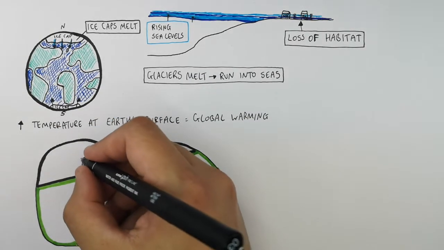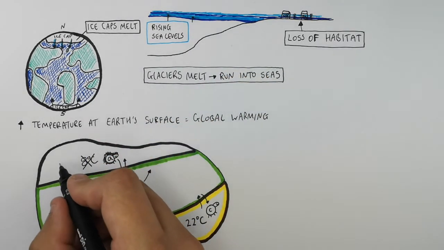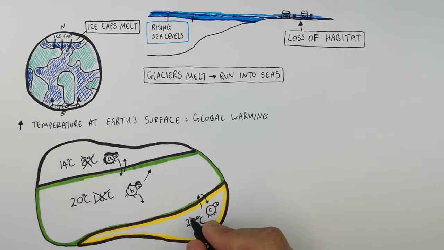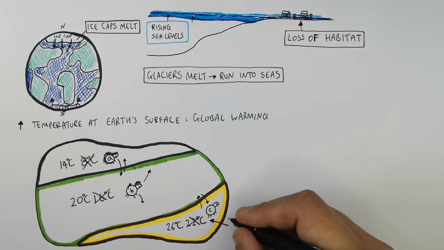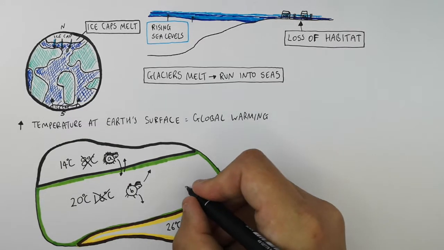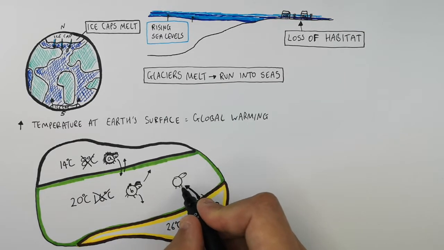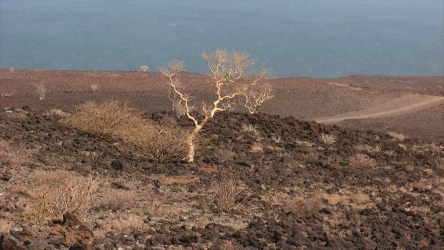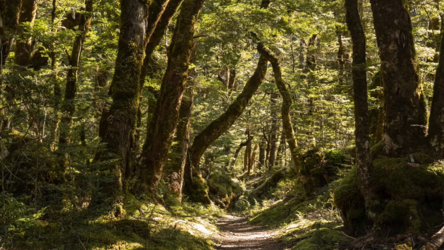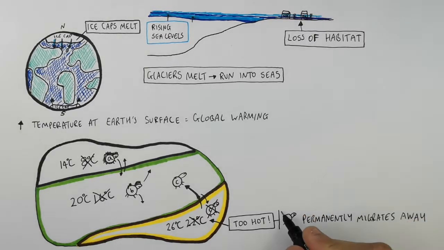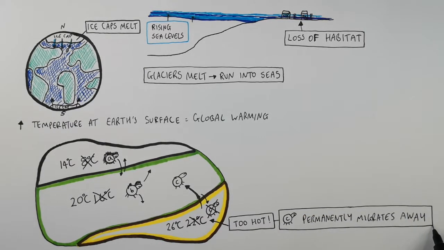So with global warming, let's say there is an average temperature increase from 8 degrees Celsius to 14 degrees Celsius, 16 degrees Celsius to 20 degrees Celsius, and 21 degrees Celsius to 26 degrees Celsius. This means that the desert region will now be too hot for cat C. So cat C is then going to permanently migrate into the middle region where it's slightly cooler. So in this desert region here, where it's now too hot, you'll no longer find cat C because it's permanently migrated to the middle cooler region. So cat C permanently migrates away from the desert region to the cooler middle region.